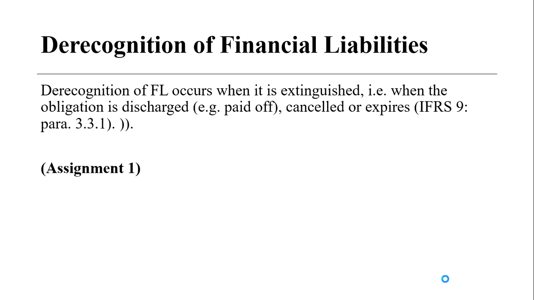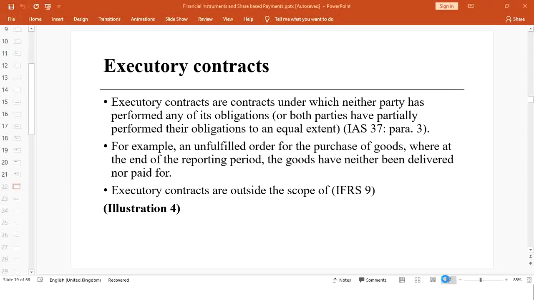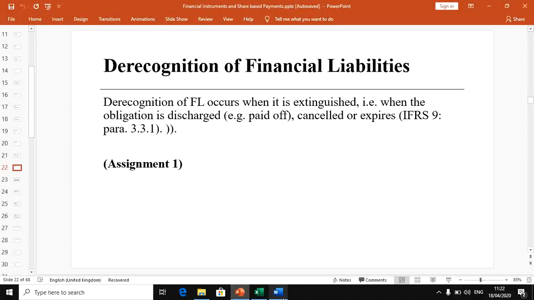of risks. All right. Derecognition of a financial liability occurs when it is extinguished. Now, how do you extinguish a financial liability? By discharging your liability in full, or by giving up, of course, another asset. All right. Assignment 1 is the next working that we need to look at.